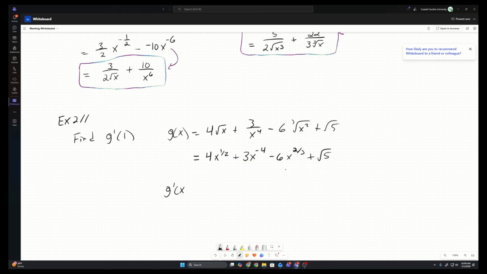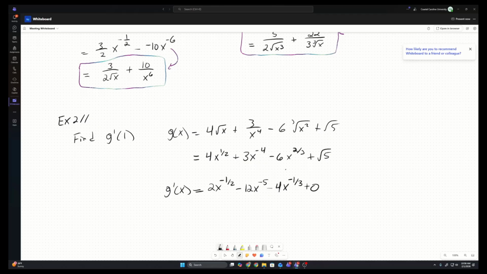So when I do g prime, 1/2 multiplies to 4, so we get 2x to the -1/2, plus 3 times -4, but that's just -12, x to the -5th. Multiply this together: -6 times 2/3, we get -4, x to the -1/3 now. And this becomes 0.